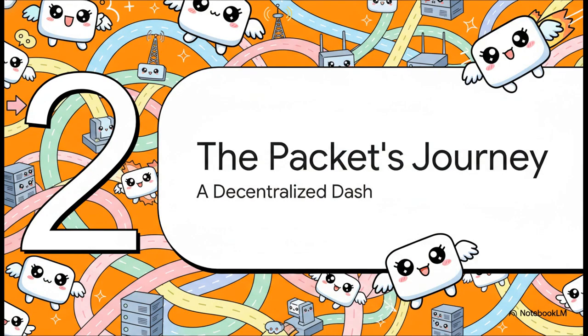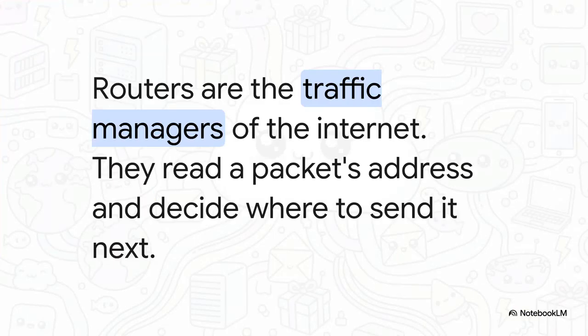All right, so our data is chopped up, packaged, and addressed. Now for the fun part, the packet's wild journey. Once those packets are sent, they're released into the wild of the internet. And trust me, their trip is not a nonstop flight. It's much more like a crazy, chaotic, cross-country race where everyone takes a different route. And who's directing traffic in this crazy race? These things called routers. You can think of them as the internet's traffic cops.